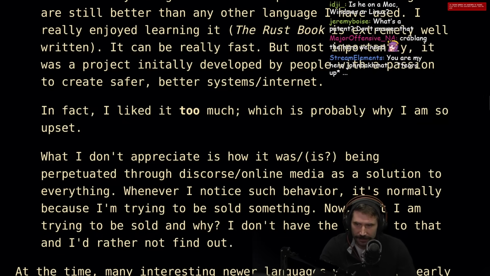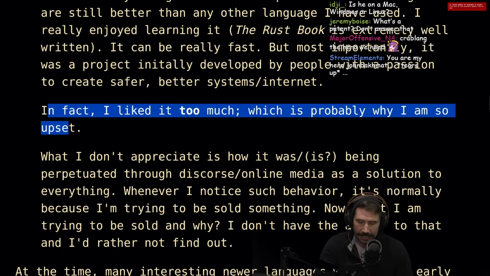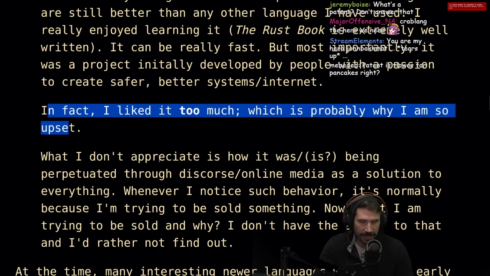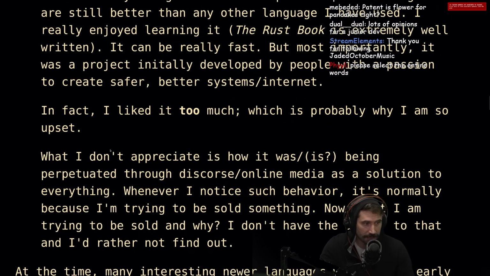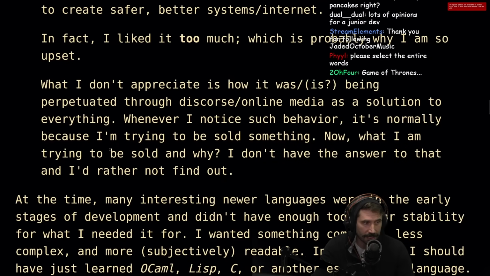I think this is a very natural feeling. When you really like something, perhaps a little too much, and then you feel kind of jabbed in the back by something, it is really hard to separate it out. It is really, really hard to separate that out. You know what I mean?